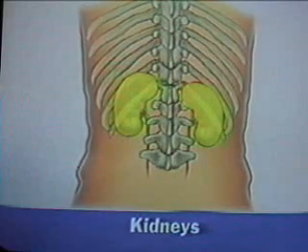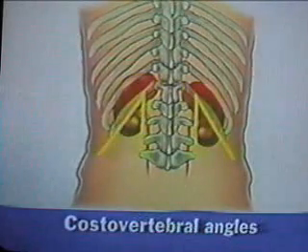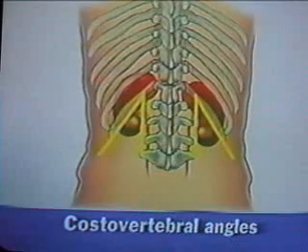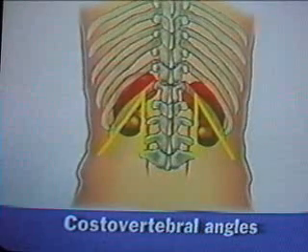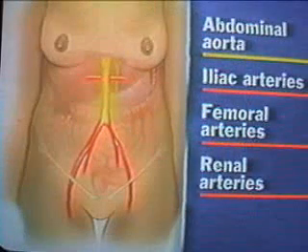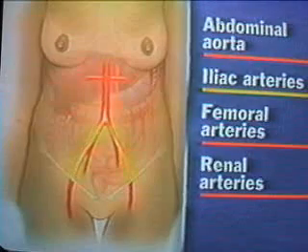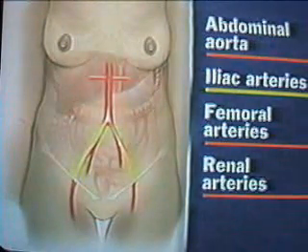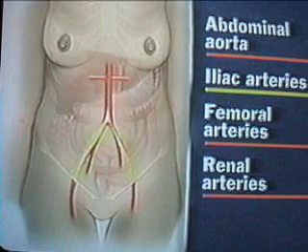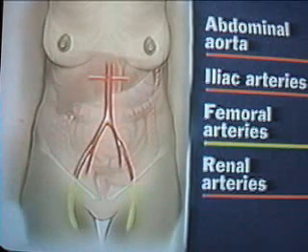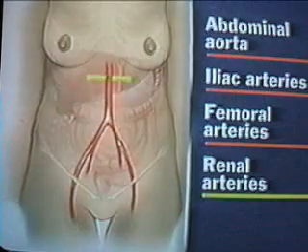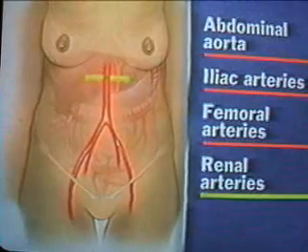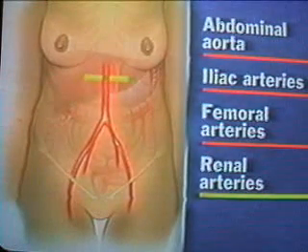To assess for kidney tenderness, you should be able to identify the costovertebral angles. They lie below the 12th ribs, lateral to the vertebrae. The abdominal aorta, which may be palpable in the upper abdomen, bifurcates into the iliac arteries below the umbilicus. As the iliac arteries pass under the inguinal ligaments, they become the femoral arteries. The renal arteries branch off the aorta in the epigastric area.